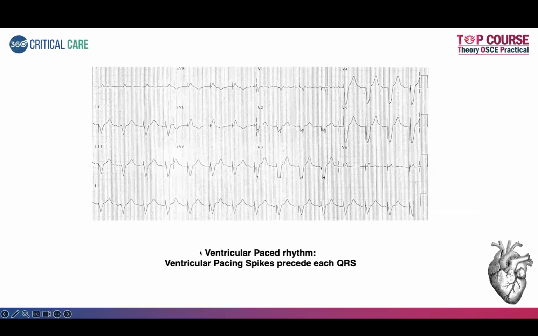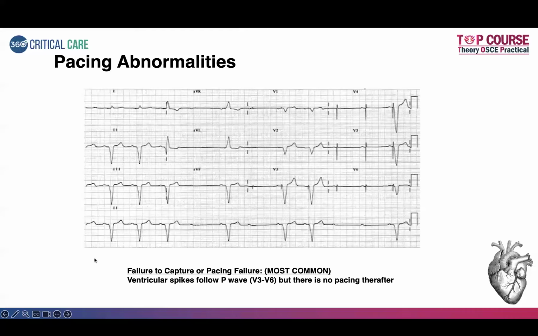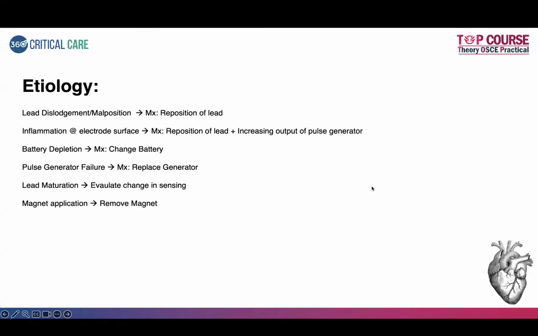One of the most common is failure to capture or pacing failure. So here you can see the ventricular spikes that follow the P wave, but there is no pacing thereafter. Here we can see there is no pacing occurring thereafter. The usual etiologies related to failed pacing can be lead dislodgement or malposition, whereby the management is reposition of the leads. Inflammation at the electrode surface is again managed by repositioning and increasing the output of the pulse generator. So that needs to be done by connecting it to a specialized system.